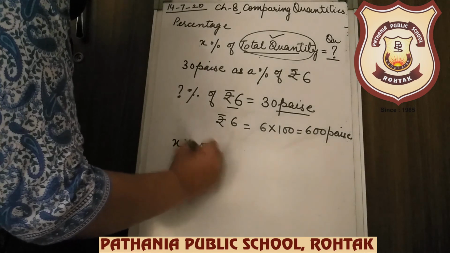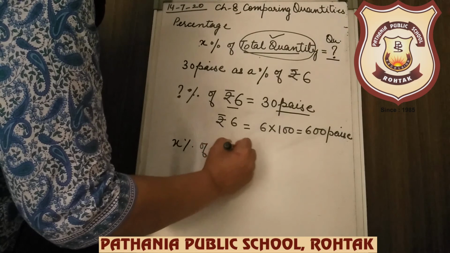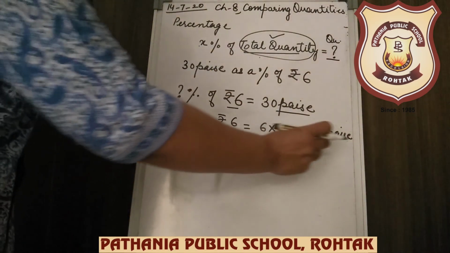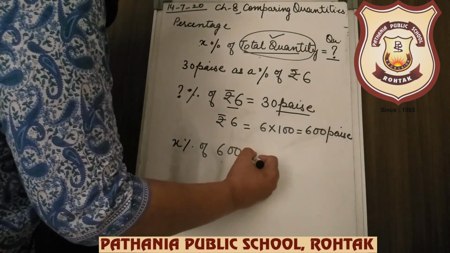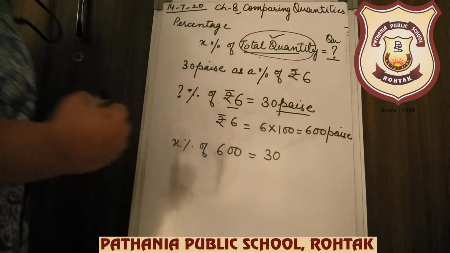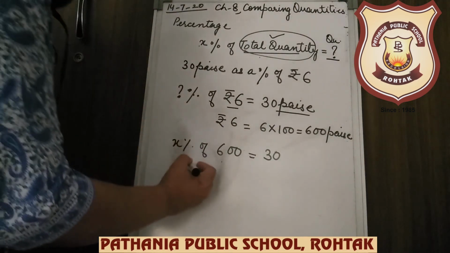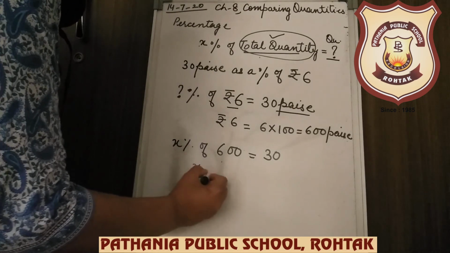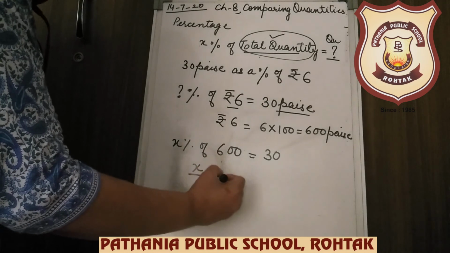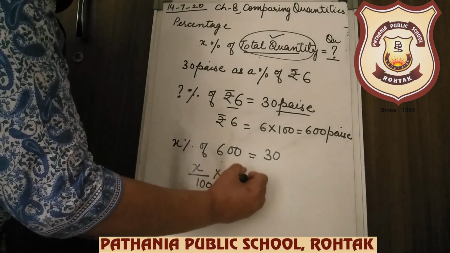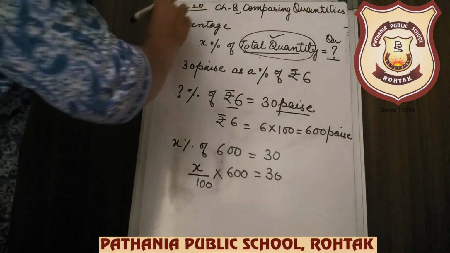X% of rupee 6 means 600. Now once you make the units equal, there is no need to write the units. So this is equal to 30. Till here is it correct? Now x upon 100, you have converted. X upon 100 of means multiplication, is equal to 30. I will write it here.